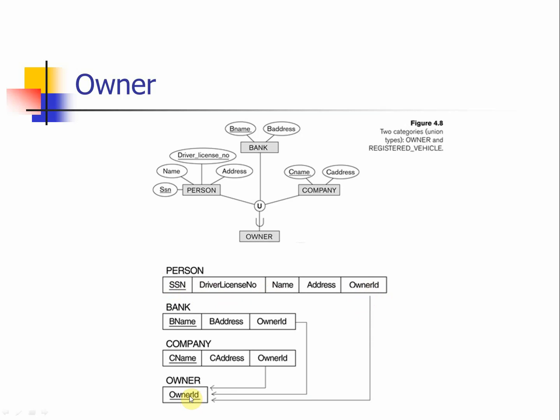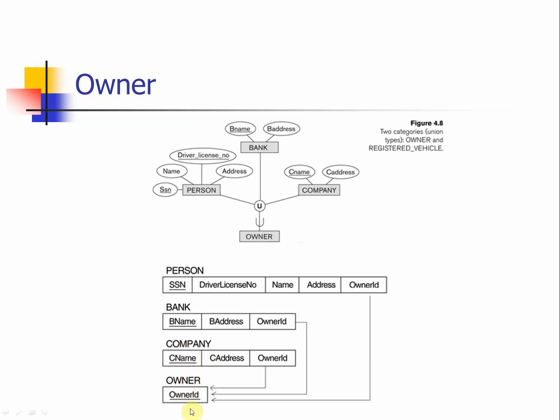So we will know the first owner is a person. If owner ID 2 is a bank, then we will have the information over here, owner ID 2, to refer back to the owner. The same thing with the company.